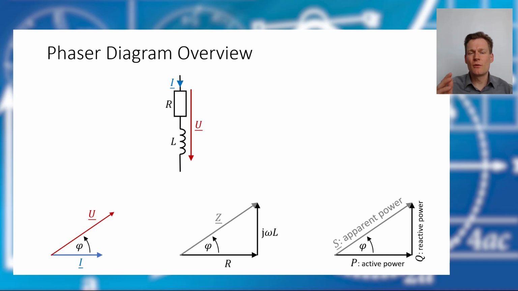Sometimes you only know, for example, the apparent power and the active power of a device. And then you can calculate the phase angle with that, and the phase angle can be used for the other phasor diagrams too. And we will see in our exercise task that this is very, very useful. And don't forget, you have the same phase angle in all these three phasor diagrams.